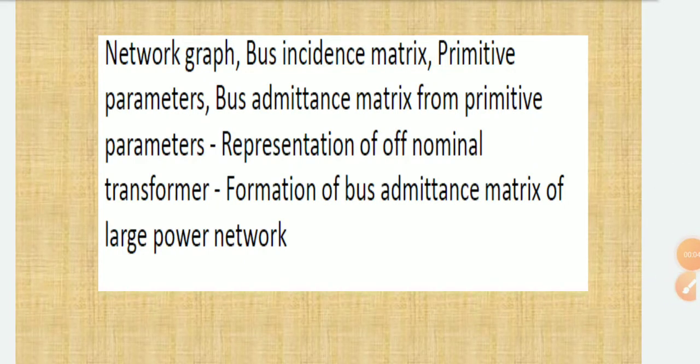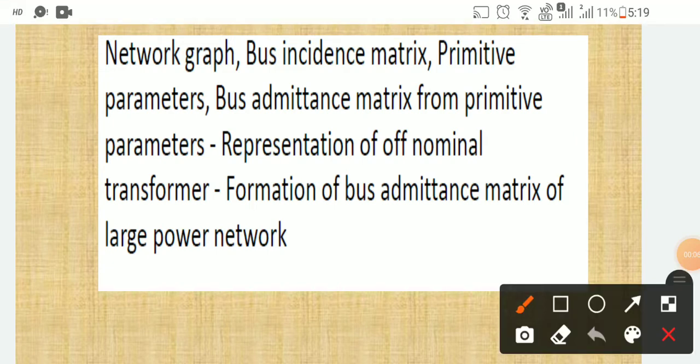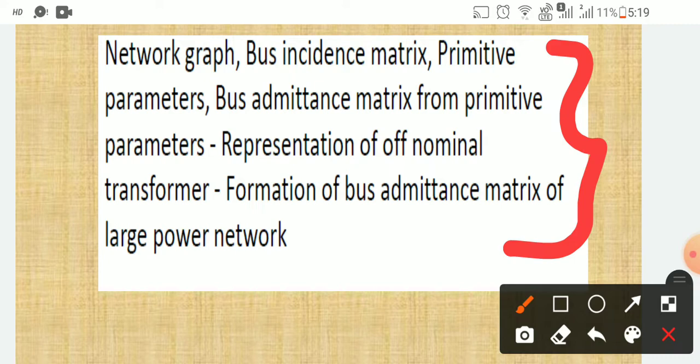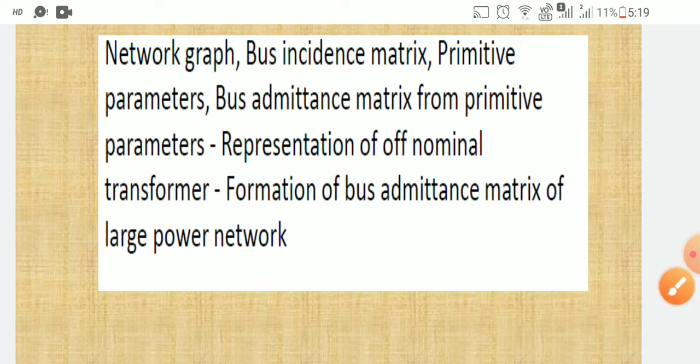So good morning students. In today's class we are going to discuss the topics in unit 1, part 3. The topics are network graph, bus incidence matrix, primitive parameters, bus admittance matrix from primitive parameters, representation of off-nominal transformer, and formation of bus admittance matrix of a large power system.